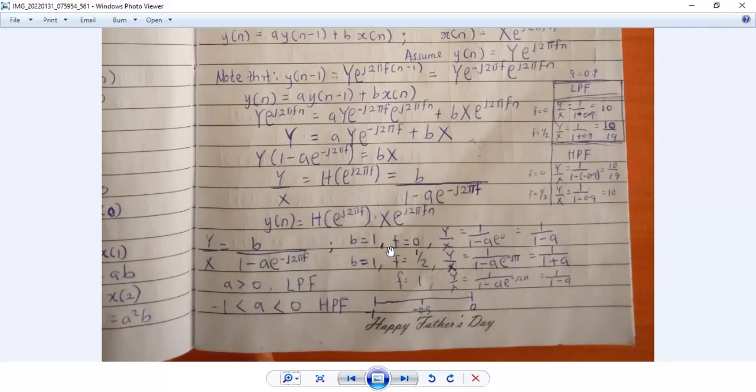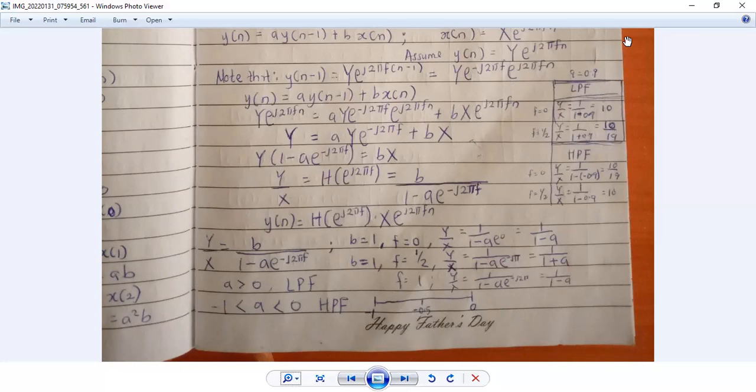Similarly, when A is greater than 0, you have a low pass filter. In order to prove that, we can choose any value greater than 0. Let's choose the same 0.9. If we put it here, this represents low frequency. So 1 divided by 1 minus 0.9, that's 10. Then at high frequency, 1 divided by 1 plus A, that's 1 divided by 1 plus 0.9, which is 10 divided by 19, which is very low. So this is a low pass filter because at low frequencies, F equal to 0.